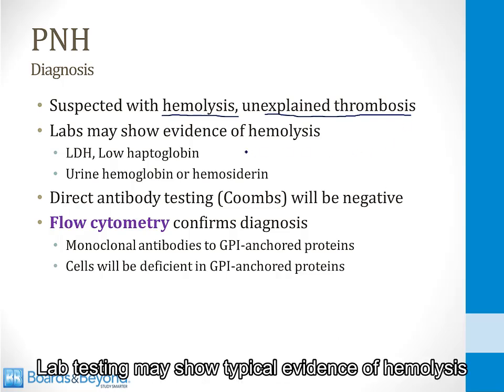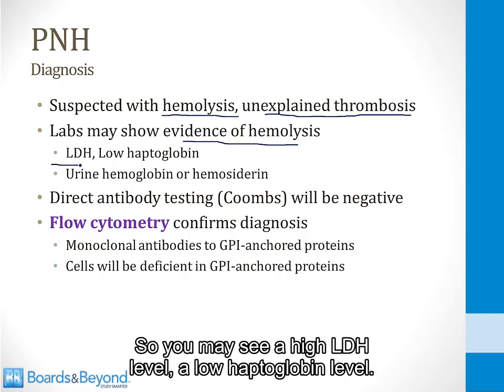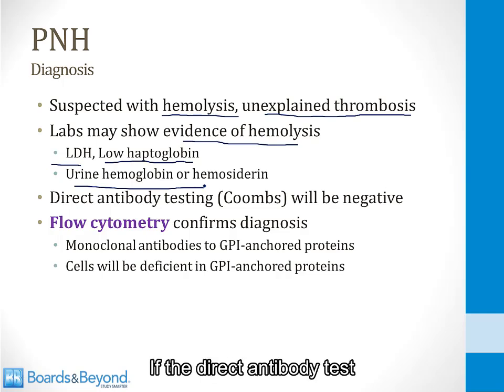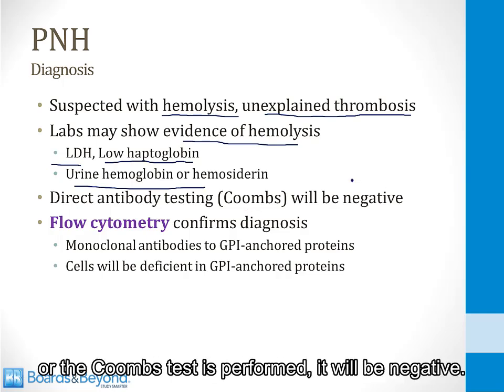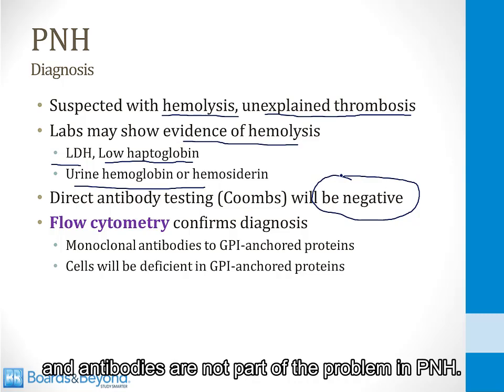Lab testing may show typical evidence of hemolysis like you can see in many disorders. So you may see a high LDH level, a low haptoglobin level. There may be evidence of hemoglobin or hemosiderin in the urine. If the direct antibody test or the Coombs test is performed, it will be negative. That is a test for antibodies coating the red cells, and antibodies are not part of the problem in PNH.